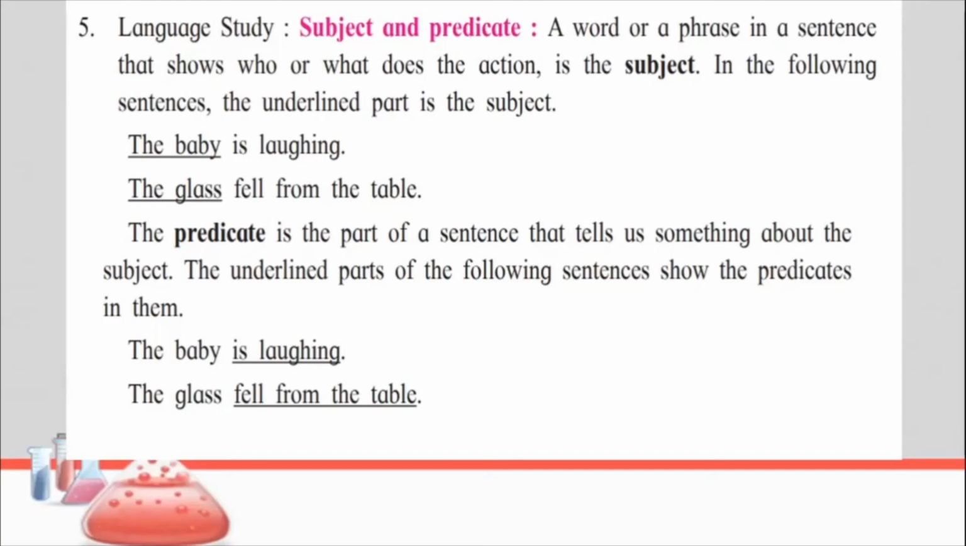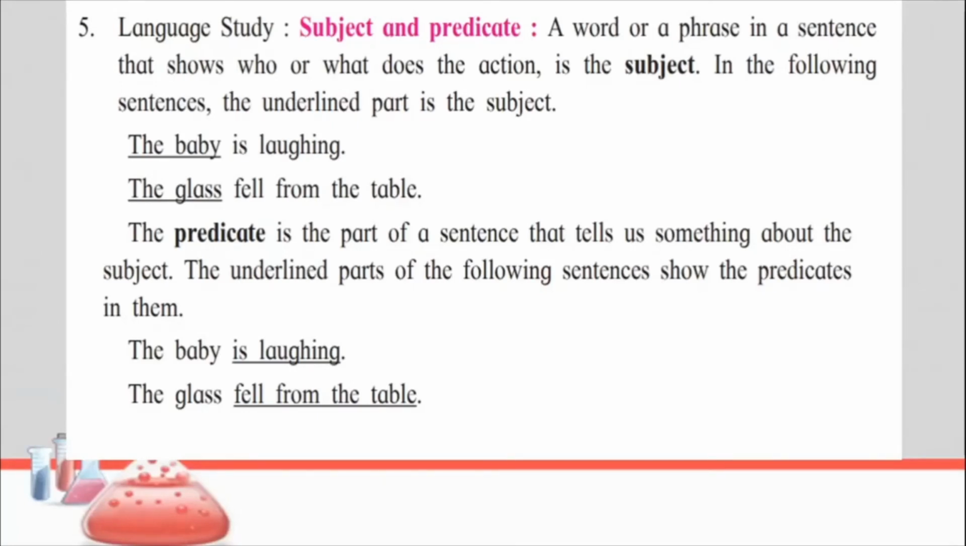So what is underlined? The baby is laughing, so the baby is underlined. The glass fell from the table, so the glass is underlined. These are examples of subject. Whereas what is the predicate they're saying? The predicate is a part of a sentence that tells us something about the subject. So we also learned the same thing. We just said that the predicate is a part which contains the action, or it is the part which shows the verb.